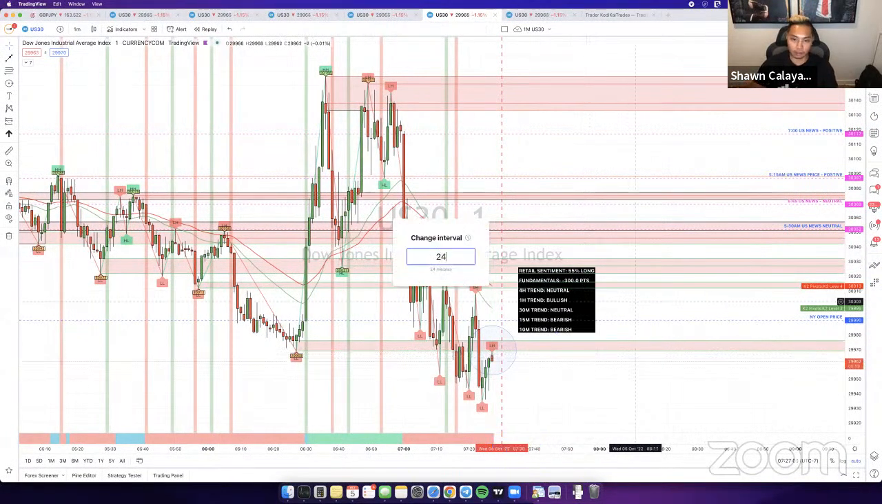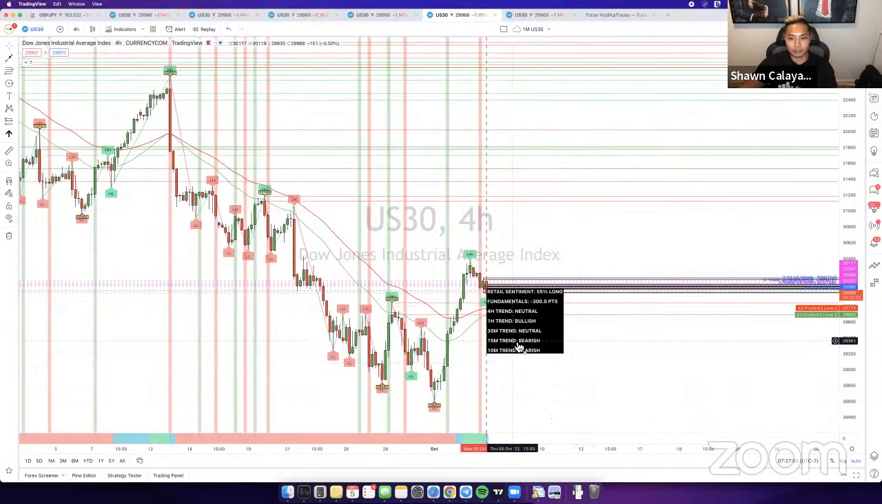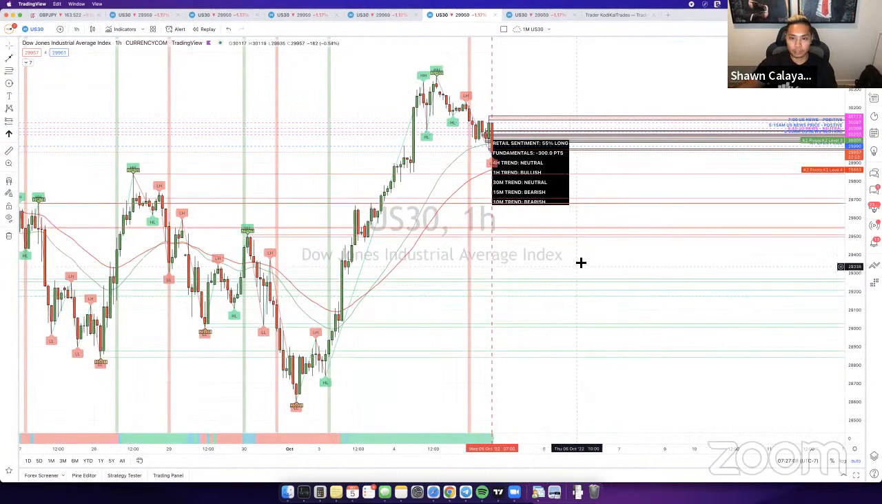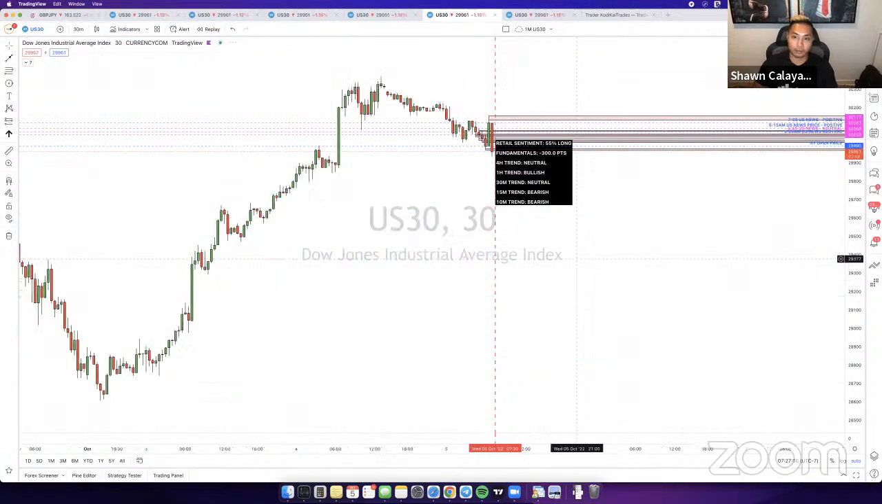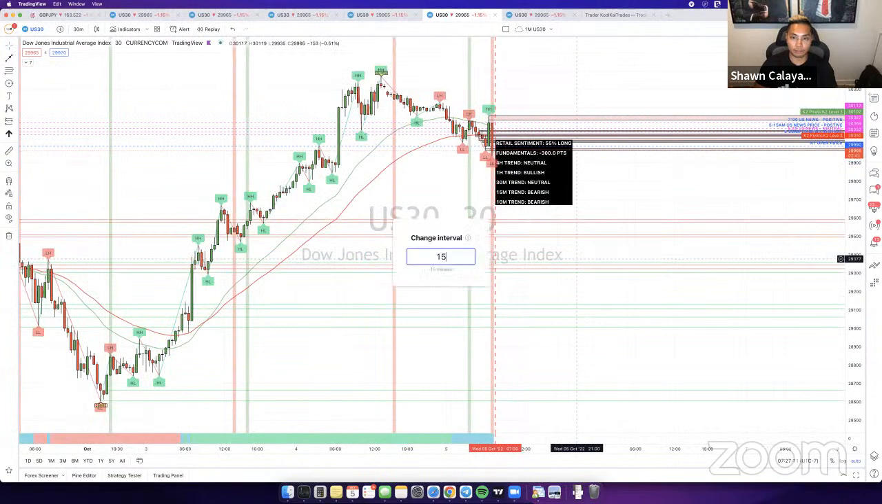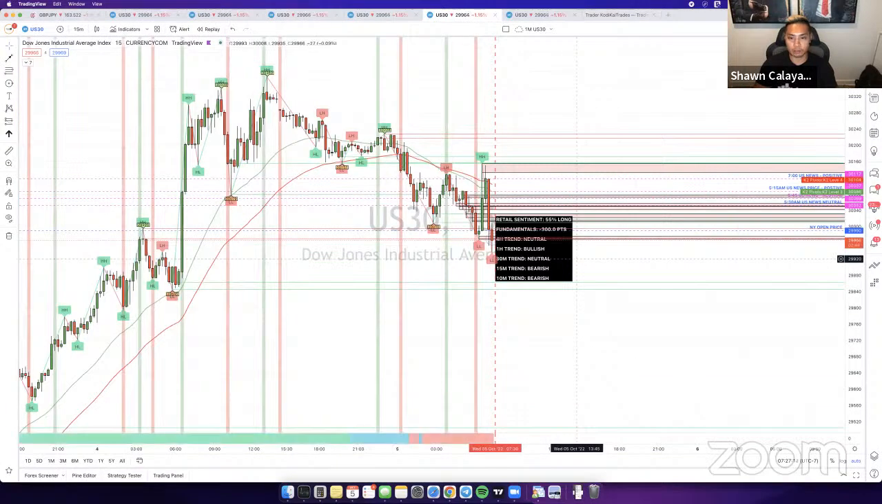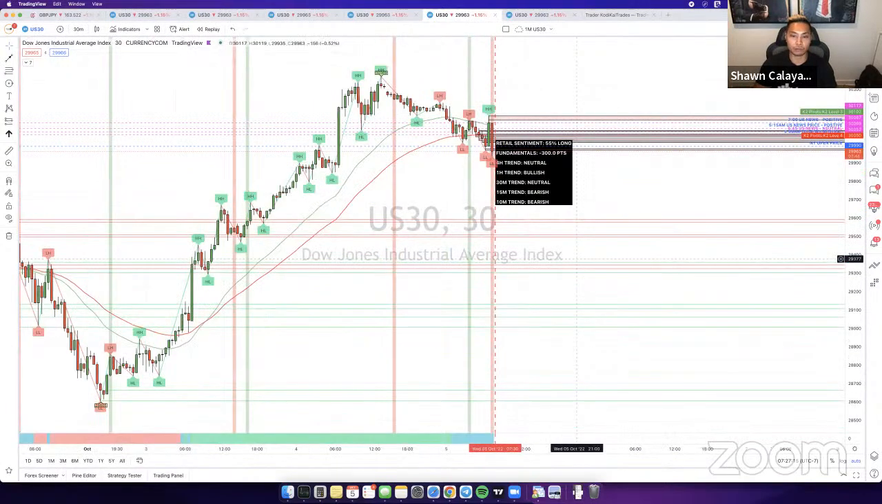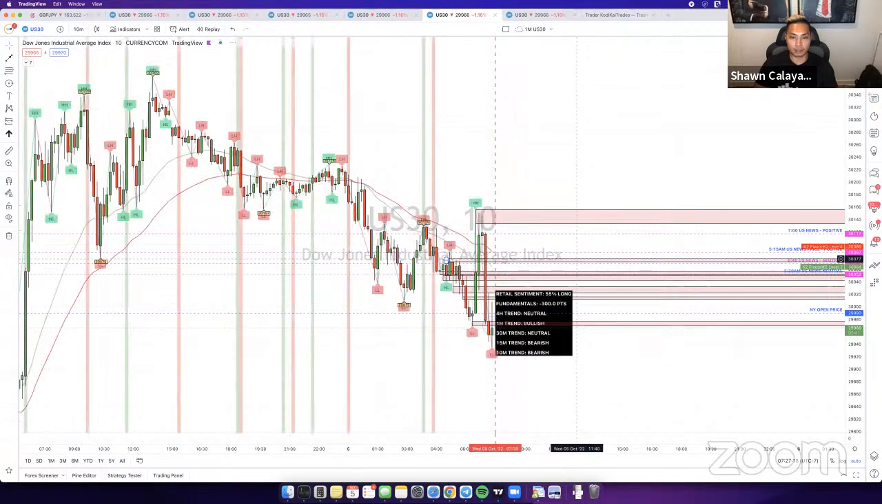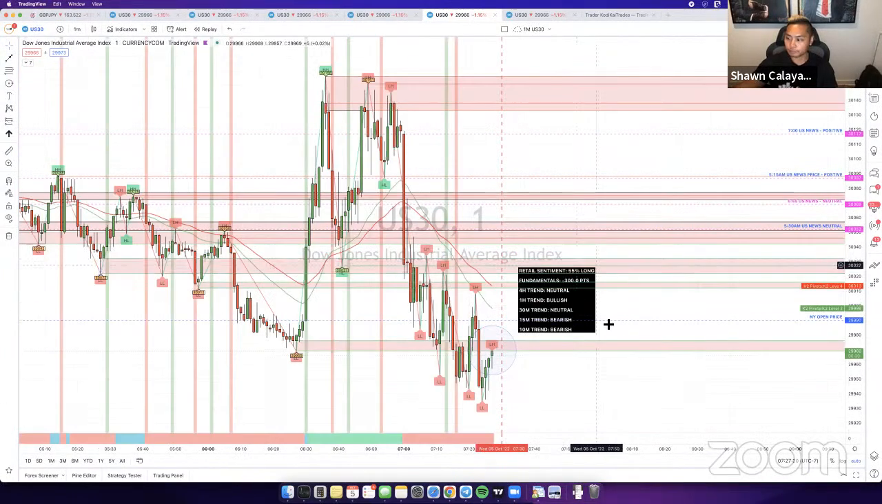4-hour trend. Let's take a look at the 4-hour trend. It is neutral, so it's starting to change. 1-hour trend is still bullish. 30-minute trend is bearish. 15-minute trend is bearish. All right, 30-minute trend is neutral. 15 is bearish, and a 10-minute is also bearish. So here we go as price retraces up.